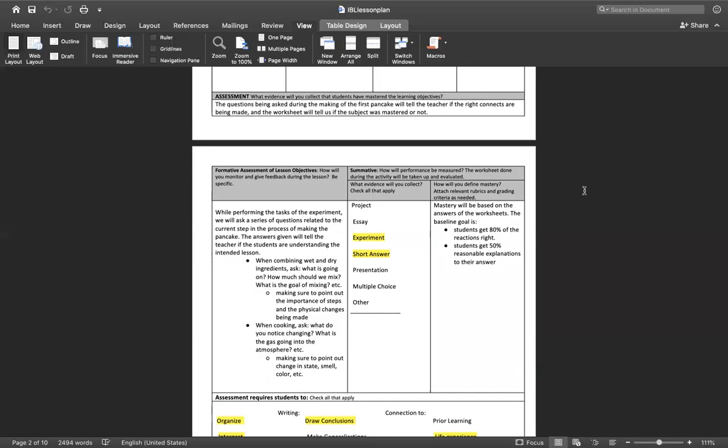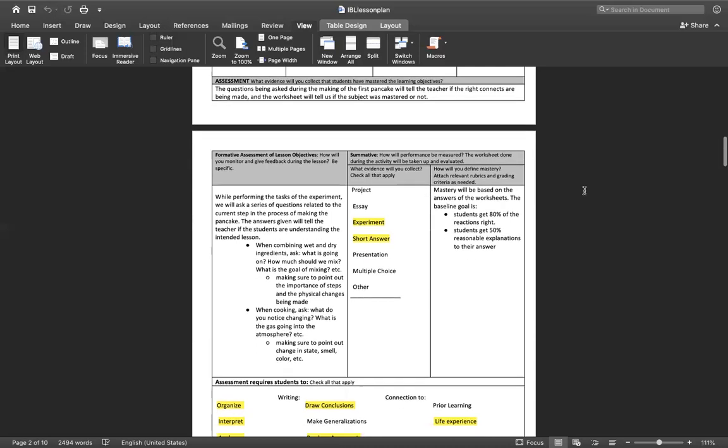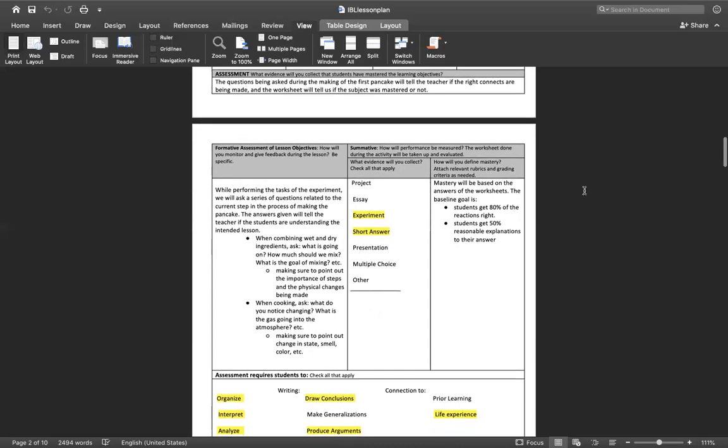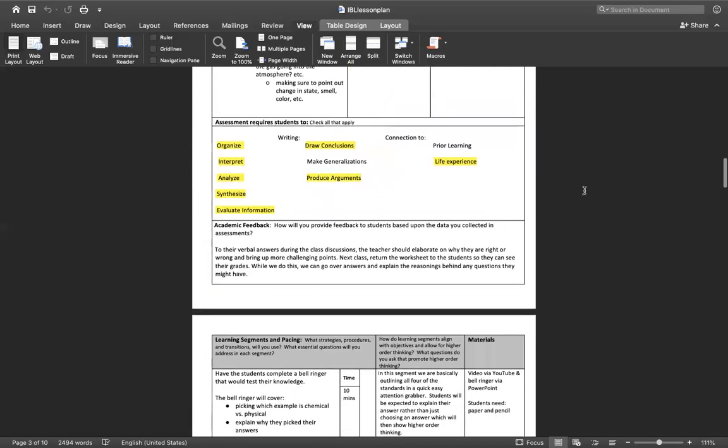and then short answer in the worksheet where they're having to explain why it's a physical change, why it's a chemical change. The way we will define the mastery of it is based on the answers from the worksheets. The baseline goal would be that students get 80% of the reactions right, and that students get 50% of the reasonable explanations to their answers right.